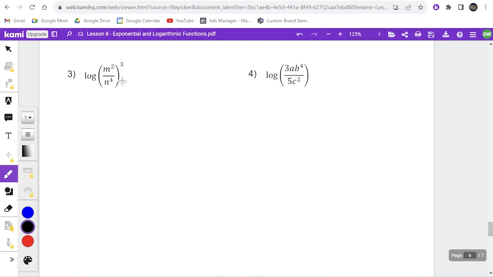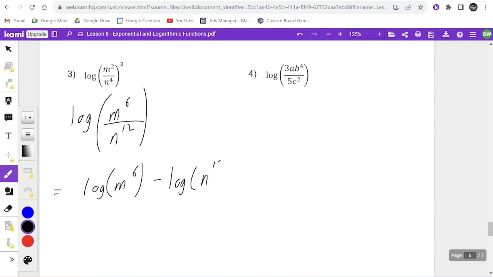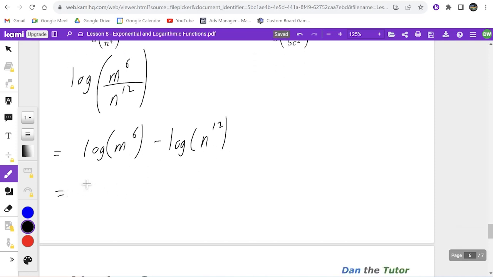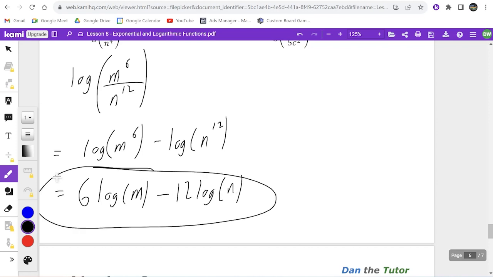But the first thing you can do is you can say, this is going to be, distribute the 3 out to both of these. Log of m to the 6th divided by n to the 4 times 3 is 12. Remember, this is the power to a power property from exponents. M squared cubed is m to the 6th, n to the 4th cubed is n to the 12th because of multiplication. And then I can just split this up by writing log of m to the 6th minus log of n to the 12th. And yep, you know it, I can rewrite this like 6 log of m minus 12 log of n.